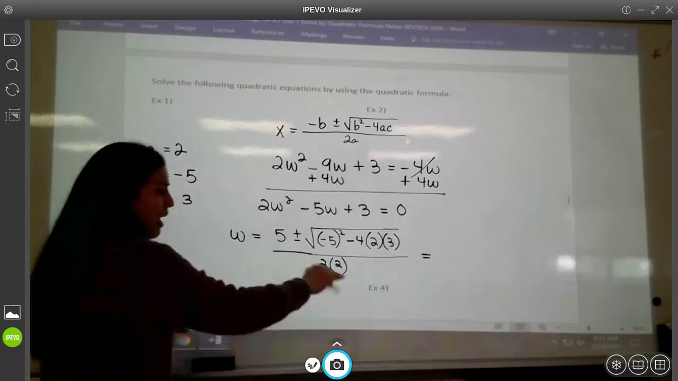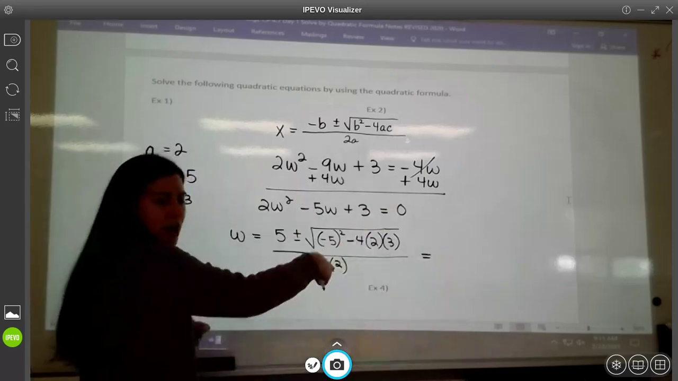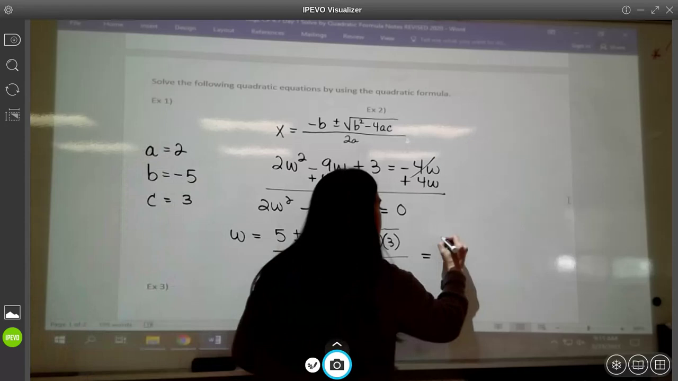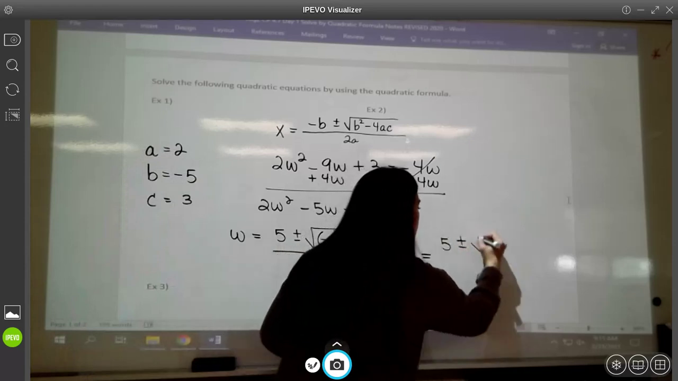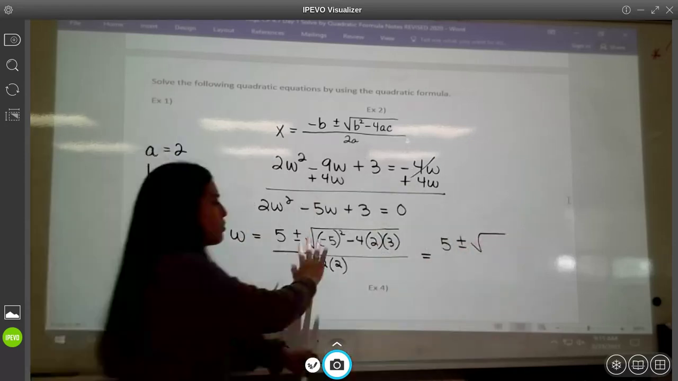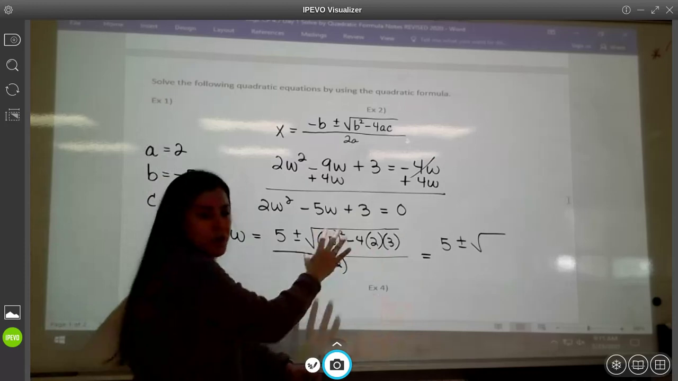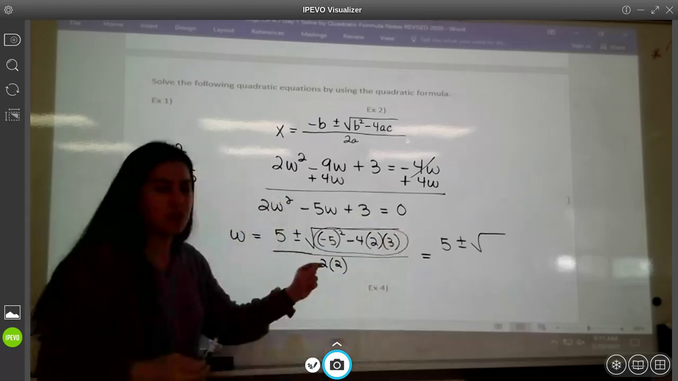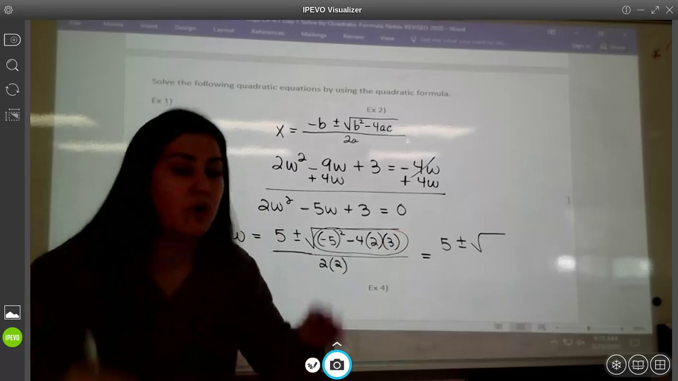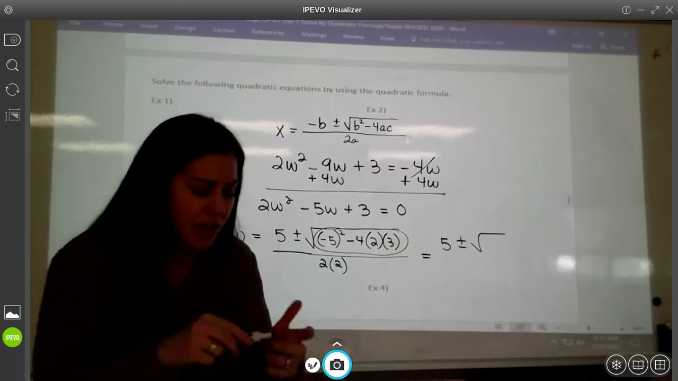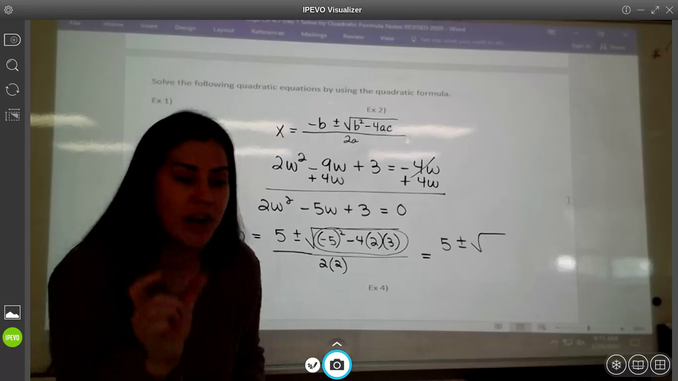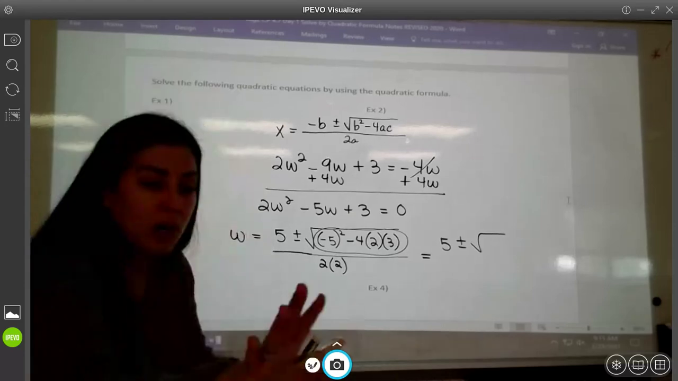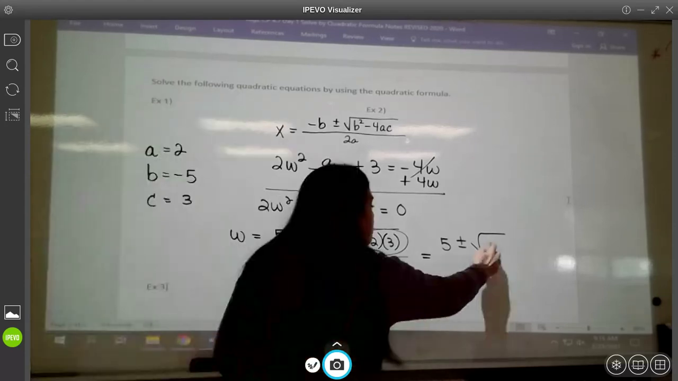Because the rest of the problem is just us cleaning all this up. So we're going to take 5 and add or subtract it with the square root of. So guys, don't type the square root yet. Just type all of this into your calculator, not under a square root, and hit enter, and let your calculator calculate that b squared minus 4ac part. Don't put it under a square root yet, because we're going to put it under the square root here.